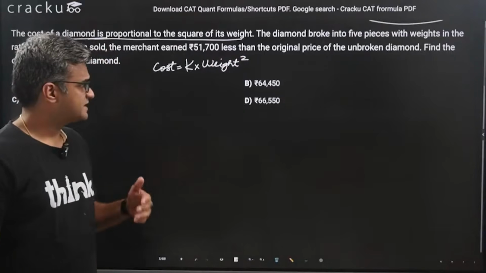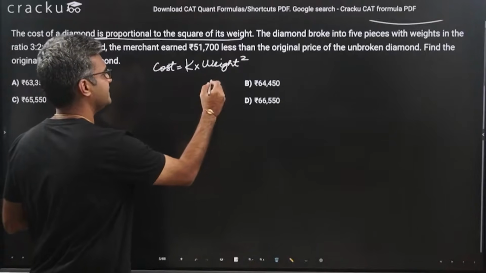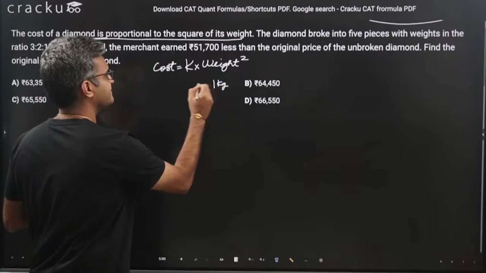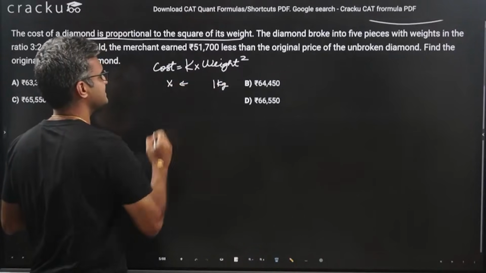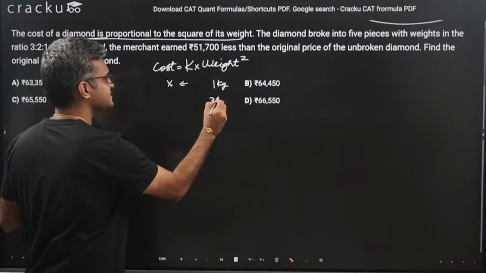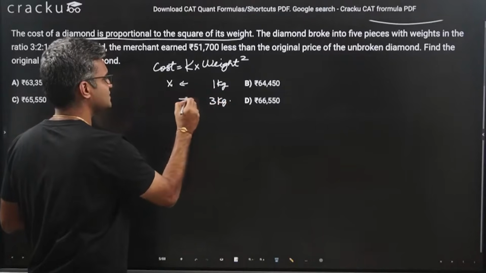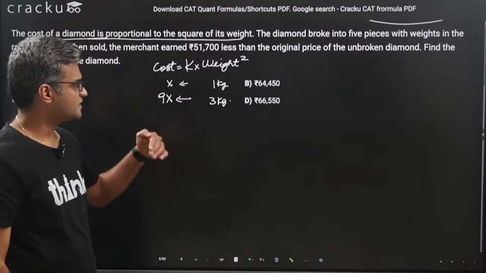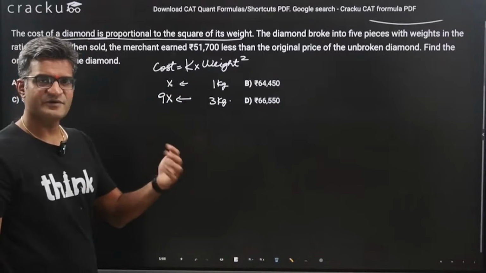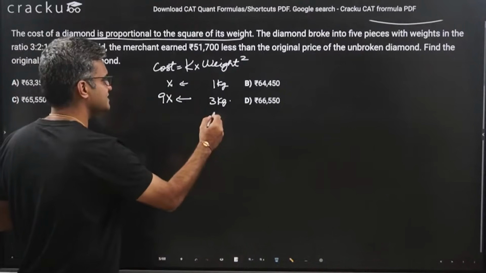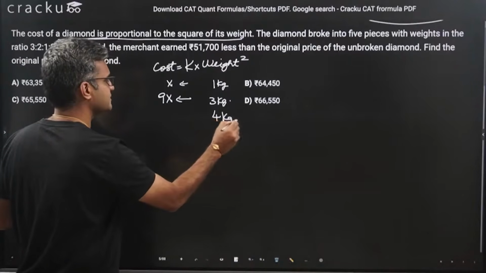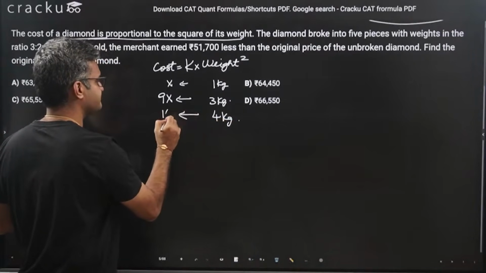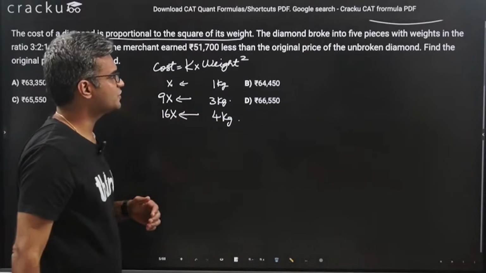So suppose there is a diamond which is of weight 1 kg. If its cost is say x, another diamond which has a weight of 3 kgs, its cost will be 9x. It won't be 3x, it will be 9x because the cost is increasing as the square of the weight. Suppose another diamond is of weight 4 kgs, then the cost will be 16x. That is what is being told to us.